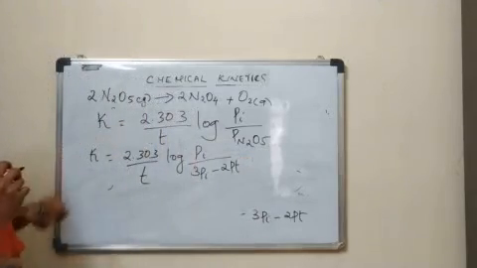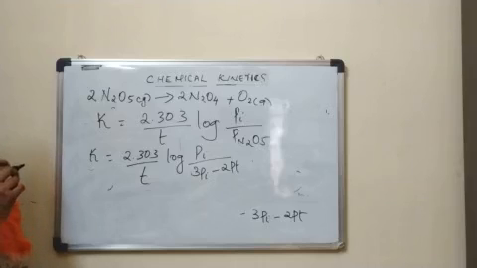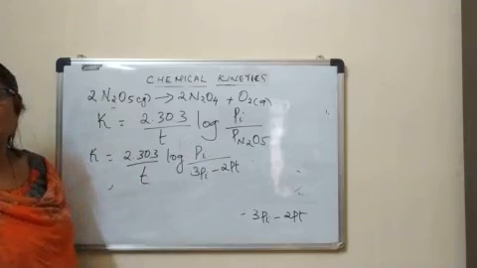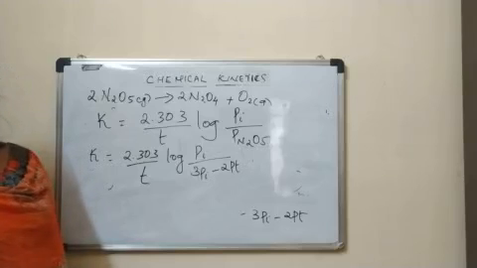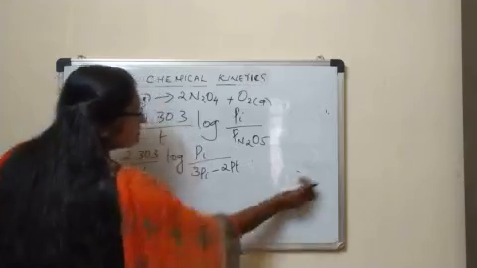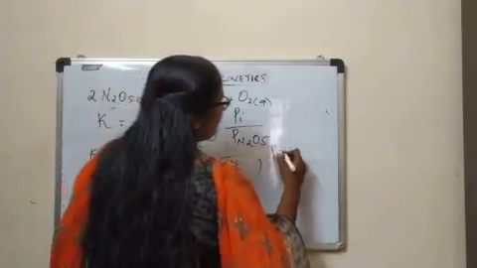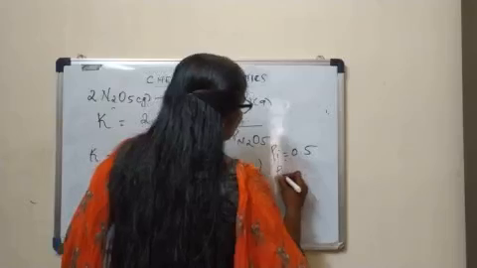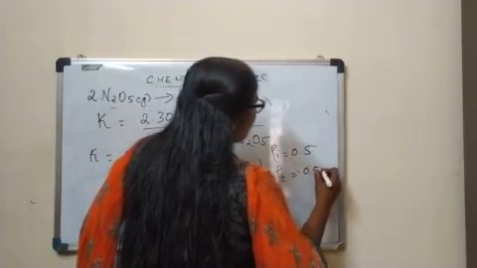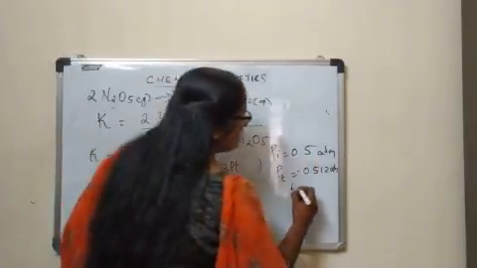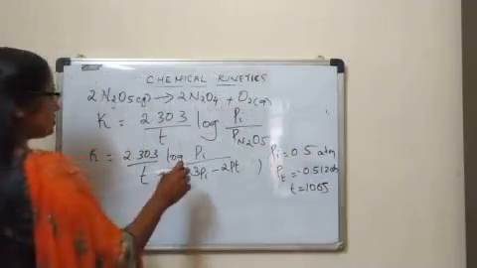So we know Pi is the initial pressure and Pt is the total pressure. Only these, Pi and Pt, can be found out experimentally. The initial pressure can be found out, as well as the total pressure after time T. The experimental values are given for this particular reaction: Pi is equal to 0.5 and Pt is equal to 0.512 atmosphere. So you have to directly substitute these values. Time T is equal to 100 seconds.